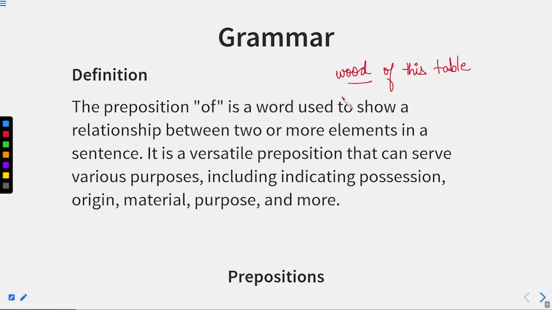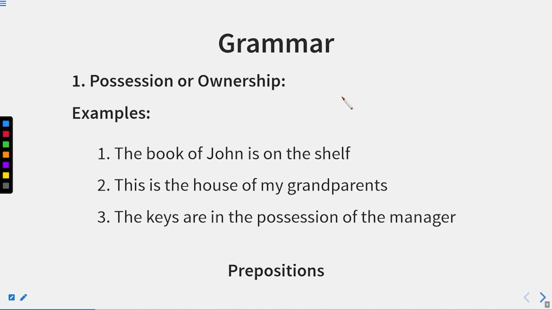So this is how we can show the relationship between the two things with the use of preposition of. It is a versatile preposition that can serve various purposes, including indicating possession, origin, material, purpose, and more. So let's begin this preposition of and its uses in the sentence. First of all, to show the possession or ownership, we can use the preposition of. How? Let us see this.